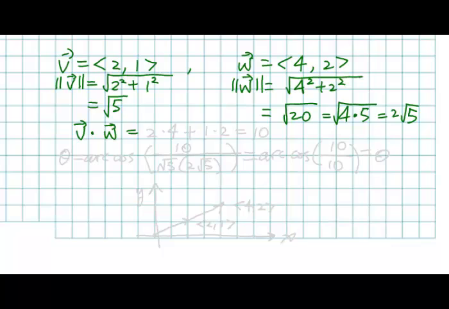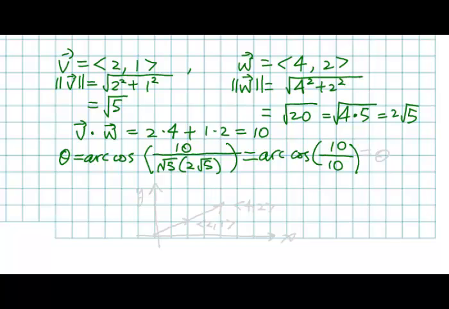Vector v dot vector w equals 2 times 4 plus 1 times 2, which is 10. Theta equals arc cosine of 10 over root 5 times 2 root 5. That's the same as arc cosine of 10 over 10, because root 5 times 2 root 5 is 10, and 10 over 10 is 1. Arc cosine of 1 is the same as 0.